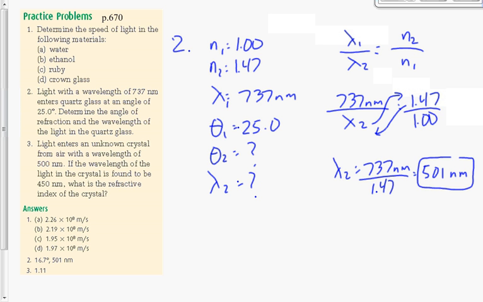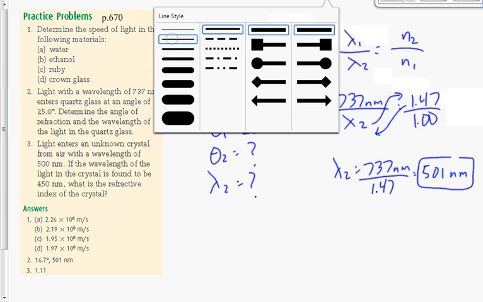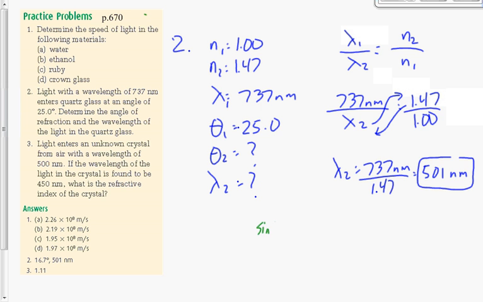Now let's find the angle. Same basic idea, but a little bit trickier mathematically here. Not much, but a bit. We're going to say sine theta 1 over sine theta 2 equals N2 over N1. Could we here say sine theta 1 over sine theta 2 equals lambda 1 over lambda 2? Sure we could. What's the danger of that?